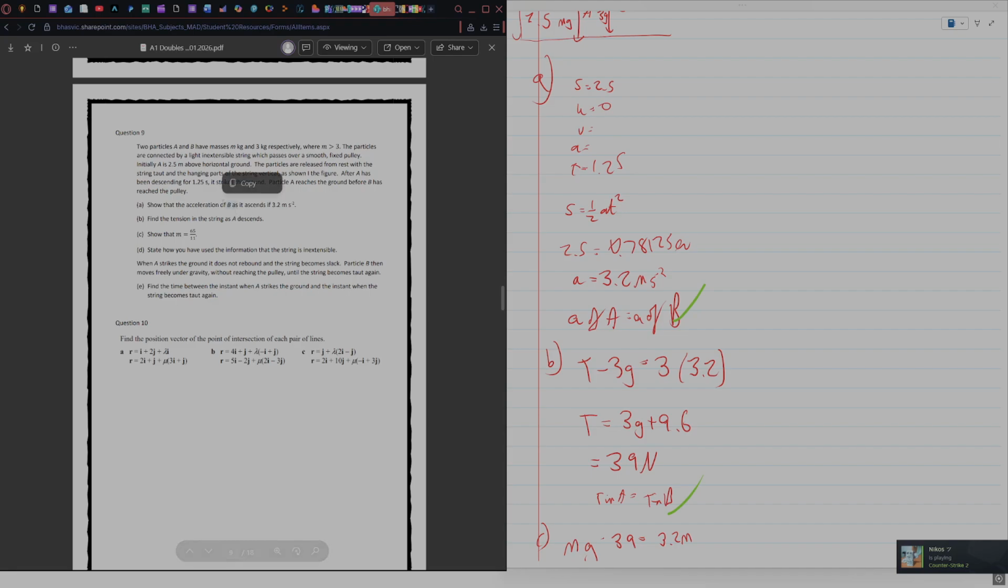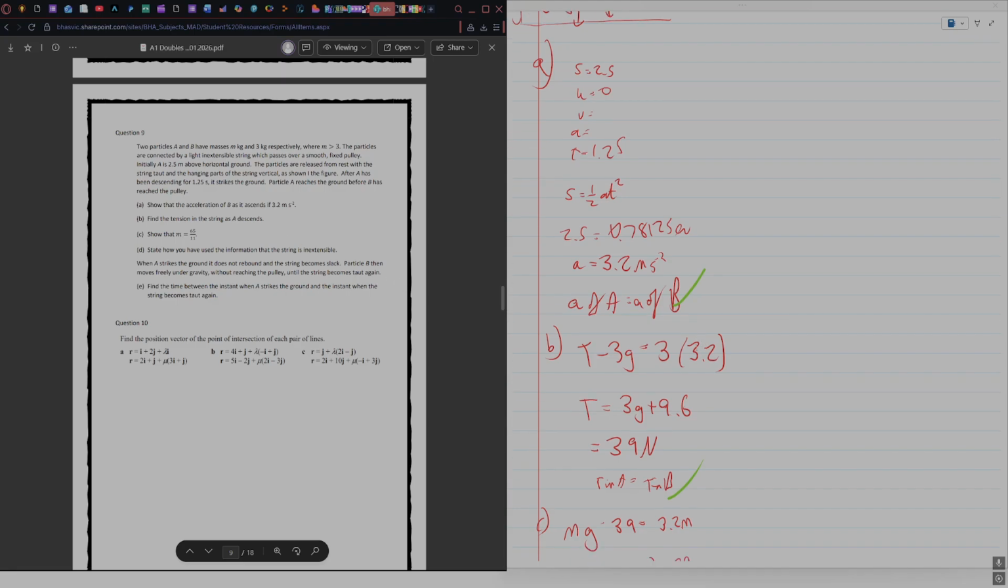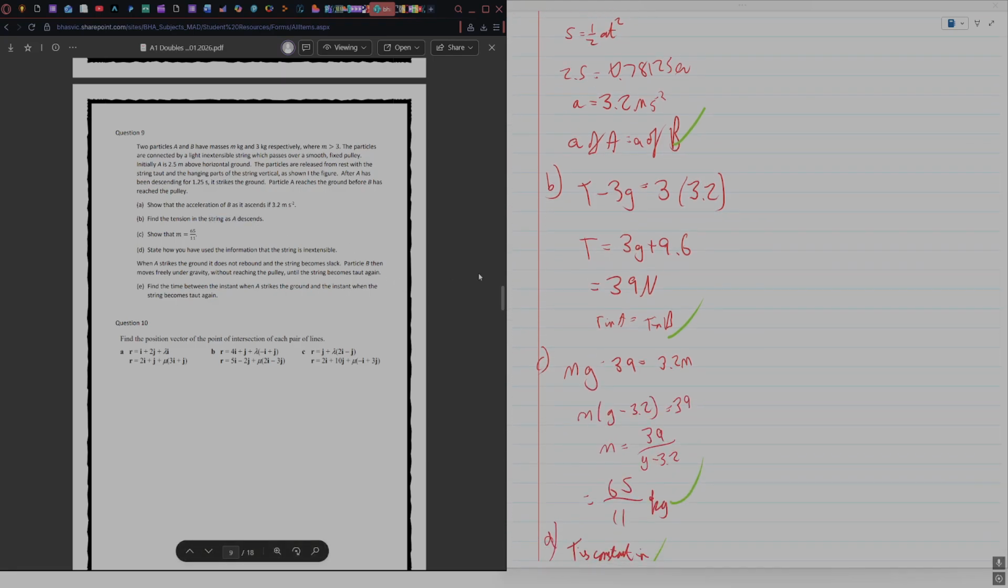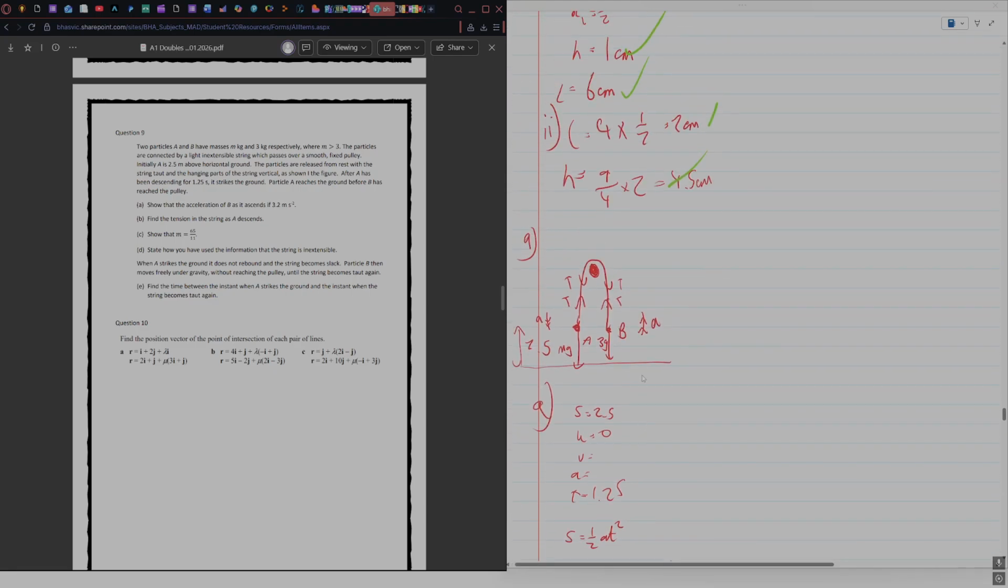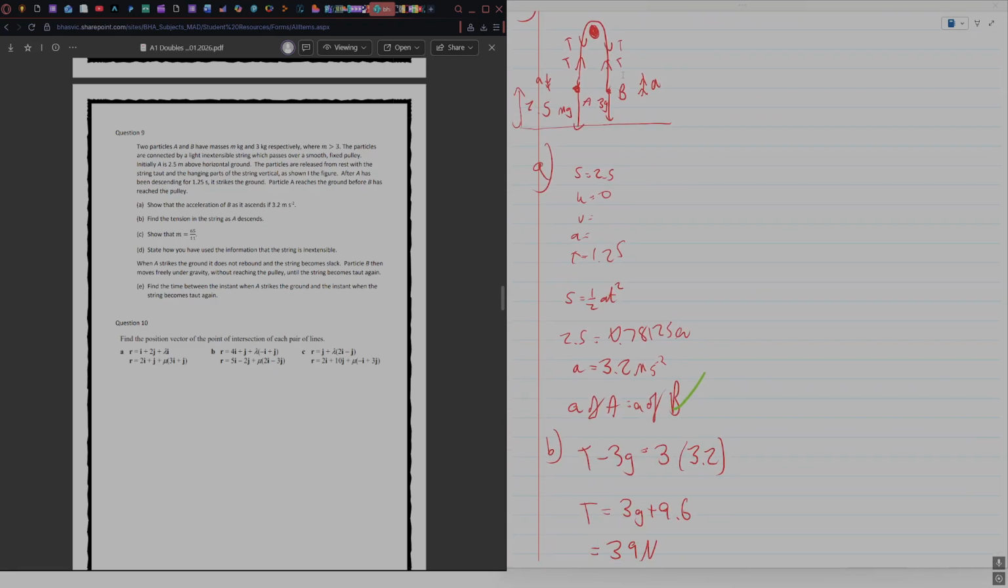So for part A, you had to find the acceleration of B, but your calculations made you find the acceleration of A, and you have to say that the acceleration of A is the same as the acceleration of B. Same with this one. It asked you to find the tension in the string A, but it's impossible to find the tension in A. You have to resolve B to find the tension, which is just the same as the tension in A. So here you resolve B by saying the resultant force.